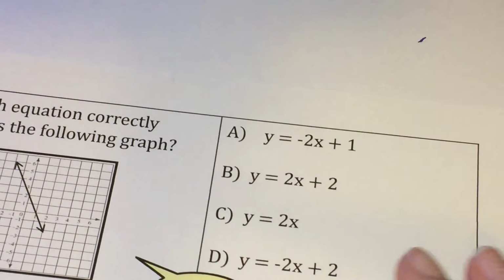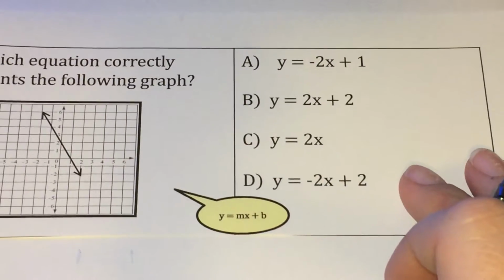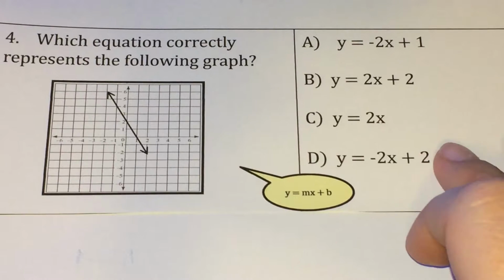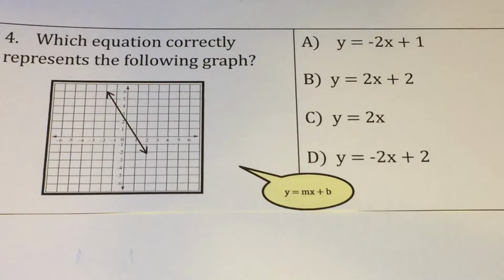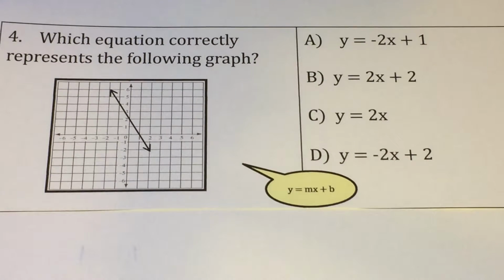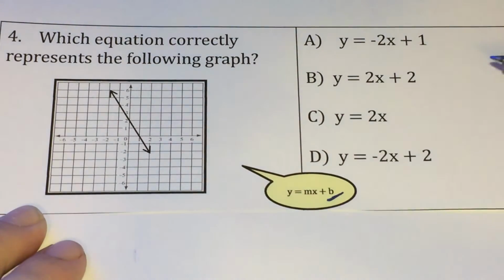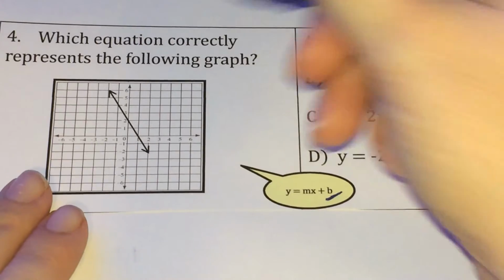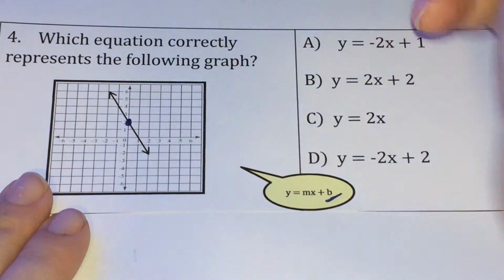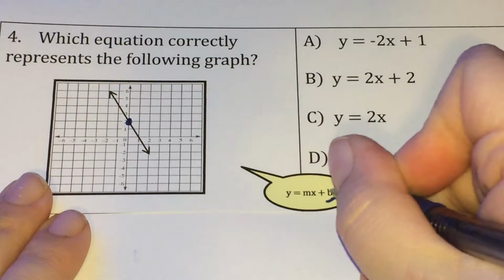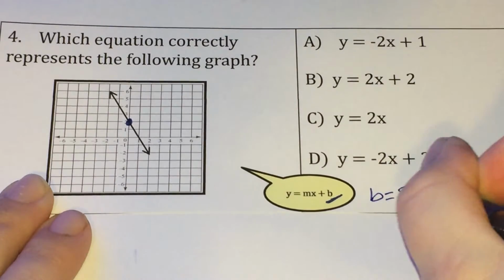For number 4, the question says, which equation correctly represents the following graph? So we've got some equations. We need to find the one that represents the following graph. We're going to use y equals mx plus b. Remember, b is our y-intercept. We're going to see where it crosses, and it crosses at positive 2. So our b is positive 2.